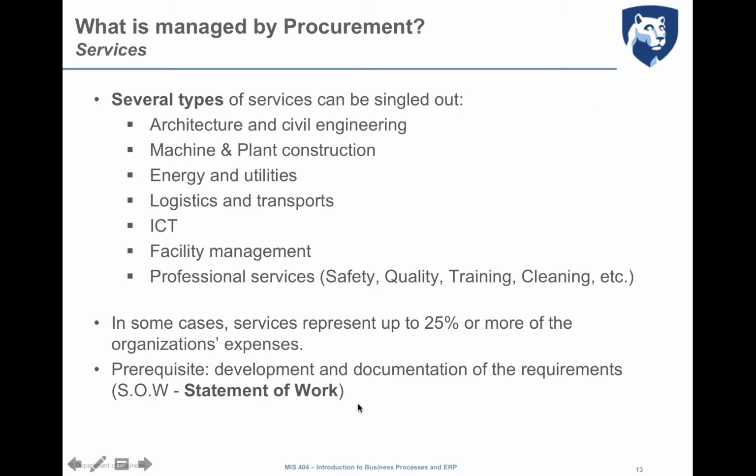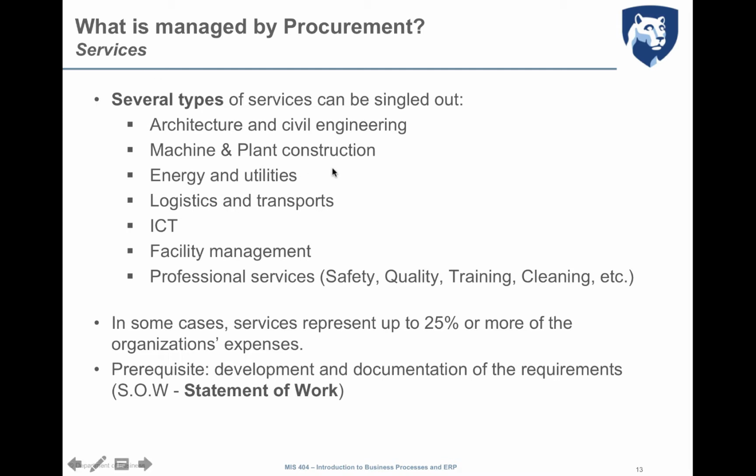Then, in operational expenditure, we have services. Services, of course, are intangible purchases which are needed by the company to make its operation function very well. They can be very broad, because we can talk about architecture and civil engineering services, like when we want to build a new plant, or a new building. We want to build a new parking lot. We want to design a new headquarters and stuff like this.